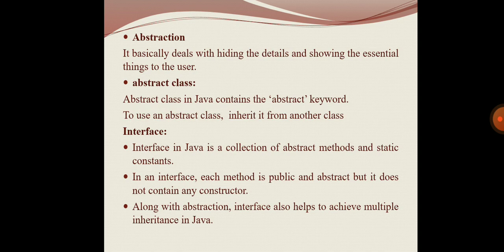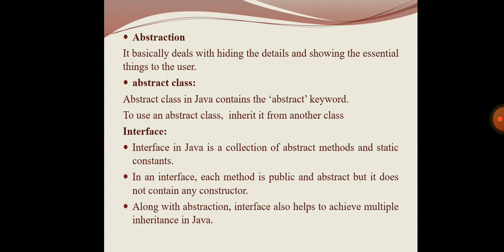An abstract class in Java contains the abstract keyword. If a class is declared abstract, it cannot be instantiated, so we cannot create an object of the abstract class. Also, an abstract class can contain abstract as well as concrete methods. To use an abstract class, we have to inherit it from another class, where we have to provide implementation for the abstract methods, else it will also become an abstract class.